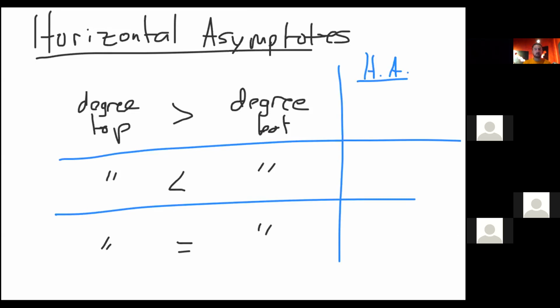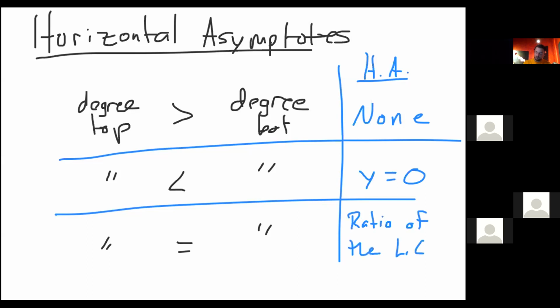If the degree of the top is greater than the degree on the bottom, that means I'm going to be getting larger and larger values as x goes on. So there is no horizontal asymptote whenever the degree of my polynomial is greater on top. My y values will not be leveling out to a specific value as my x's get larger or smaller. Whenever the degree of the top is less than the degree of the bottom, you always have a horizontal asymptote at y equals 0. And when they're the same, it is the ratio of the leading coefficients for both the numerator and denominator.